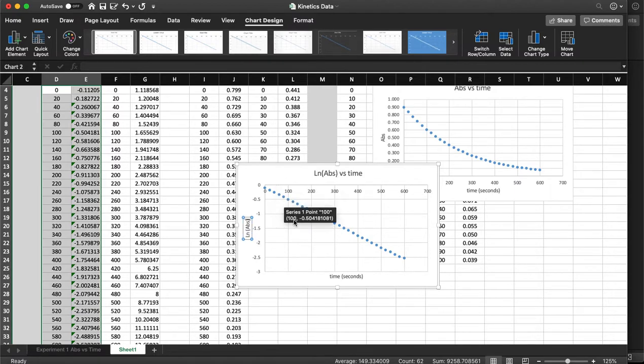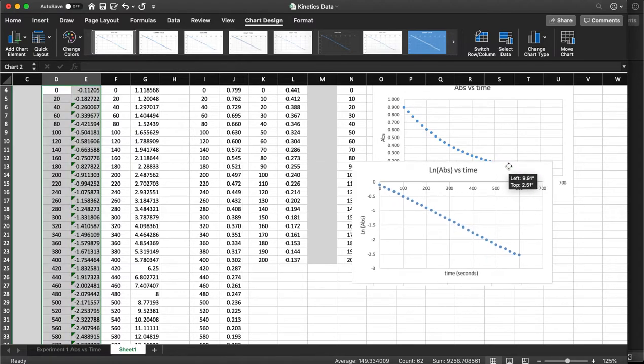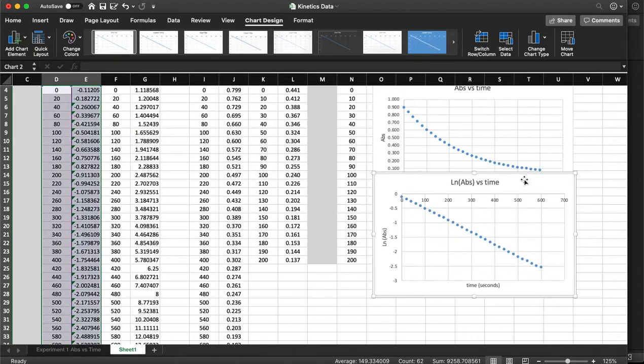All right, so the importance of this plot being linear. For our integrated rate laws, the natural log relationship is a first order relationship for reaction orders. And so this plot being linear is basically telling us that our reaction should be a first order reaction for crystal violet.